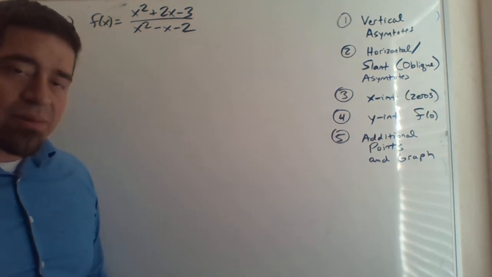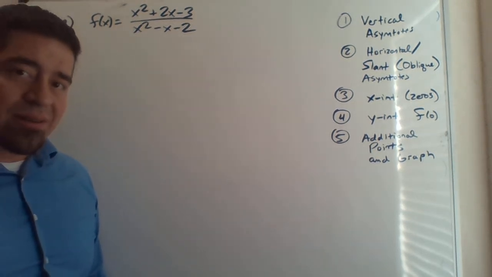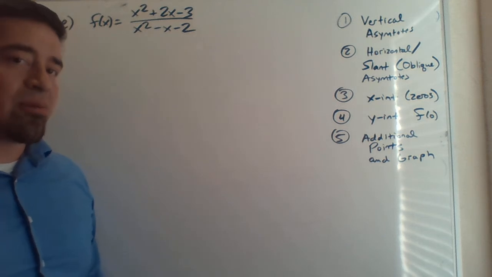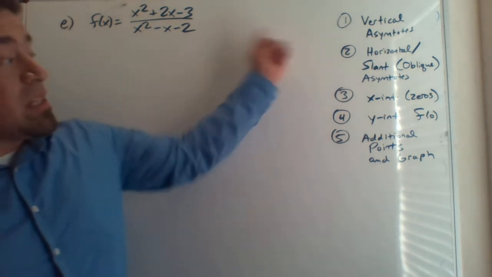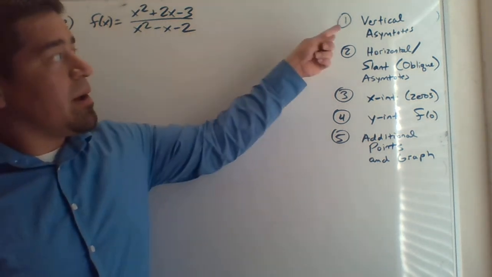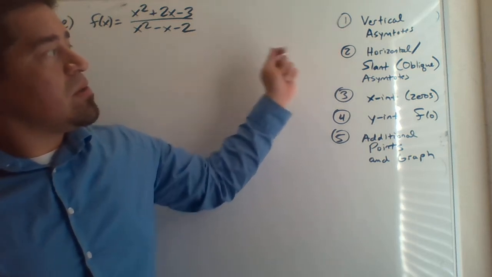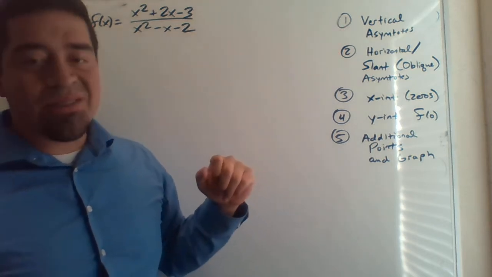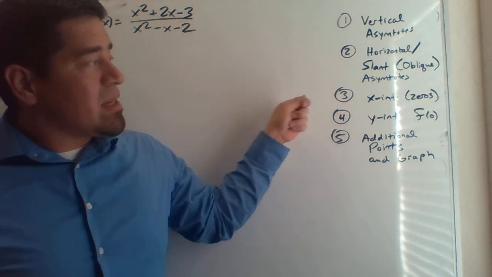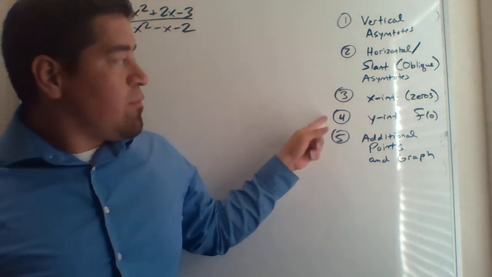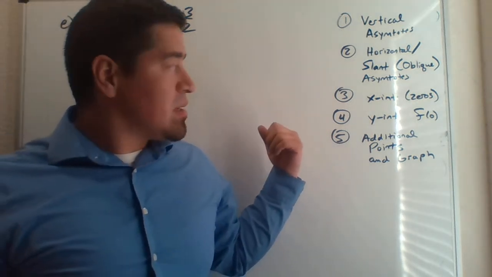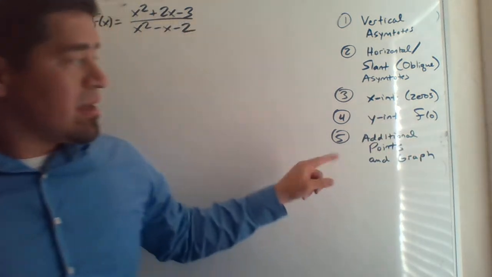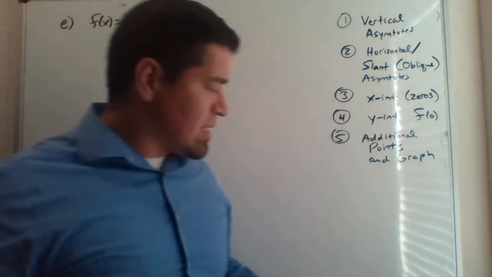Hello students, we went over 5.4 earlier, or rational functions, graphing rational functions, and we did 5 steps basically. 1, vertical asymptotes. 2, find the horizontal and slant asymptotes. 3, find the x-intercepts, the zeros. 4, find the y-intercepts, in other words plug in 0 for f, and then 5, find additional points.